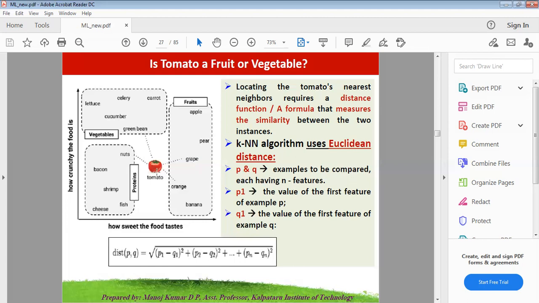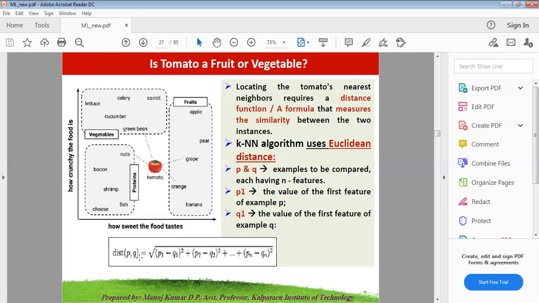So what can be P and Q? Tomato will be P and nuts will be Q. Tomato will be P, green beans will be Q. Tomato will be P, grapes will be Q, like that. Okay, the examples to be compared, each having N features. So P1 is the value of the first feature of example P, Q1 the value of the first feature of the example Q. Okay, so this is the distance formula.